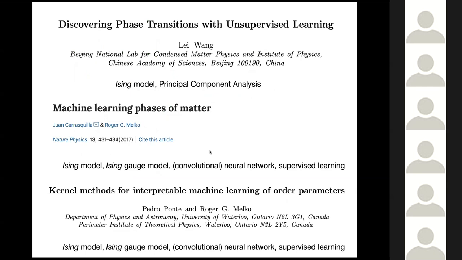Now, SVMs have been used, and the idea of phase classification that follows it have been introduced in the literature before. There were papers 3-4 years ago from Lei Wang, who used the PCA for the Ising model. There were papers by Carrasquilla and Melko using convolutional neural networks for the Ising model and Ising gauge model. And there was a paper by Ponte and Melko, which did also use an SVM also for the Ising model and the Ising gauge model. And so we are especially building on the latter.